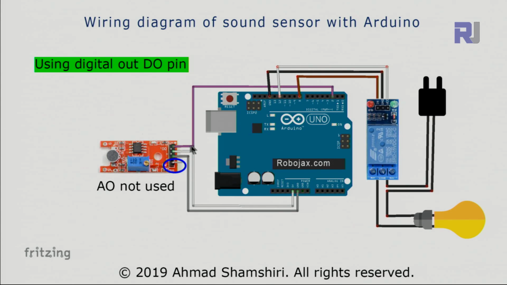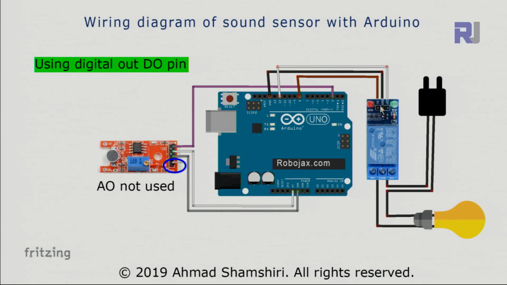The digital out has been connected to pin 2. The plus or VCC pin has been connected using a white wire to 5 volts. The ground or G pin has been connected using this gray wire to the ground. Pay attention here, AO, analog out, has not been used here.